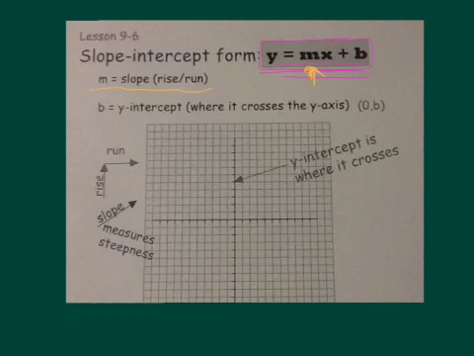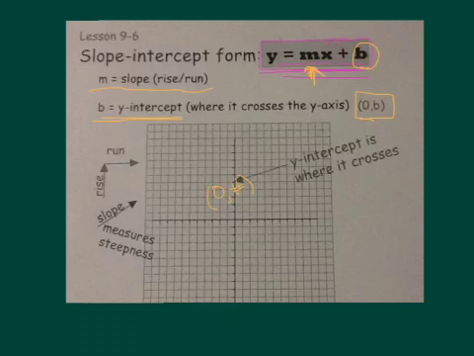And the intercept word comes from this b. B is the y-intercept. It's where it crosses the y-axis. Most of the time we're going to use this ordered pair (0, b) as that y-intercept, where it crosses. Anytime it crosses the y-axis, it's going to be an ordered pair, 0 and some number. That's going to be your y-intercept.